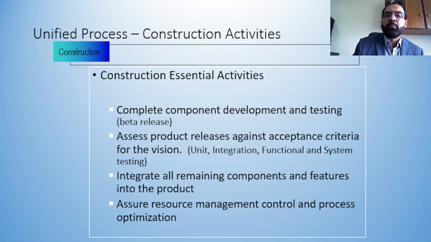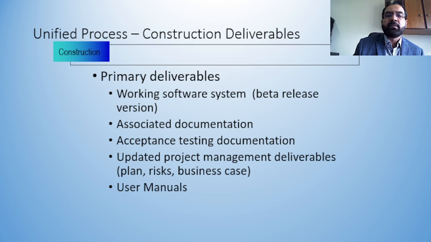So the important activities we have already discussed. The primary deliverable is our working software system, sometimes in the form of beta releases, or sometimes subsystems which we want to implement, and we see how users will respond. Associated documentation is very important, because while we are in the design phase and construction phase, we need to know what the associated documentation is.